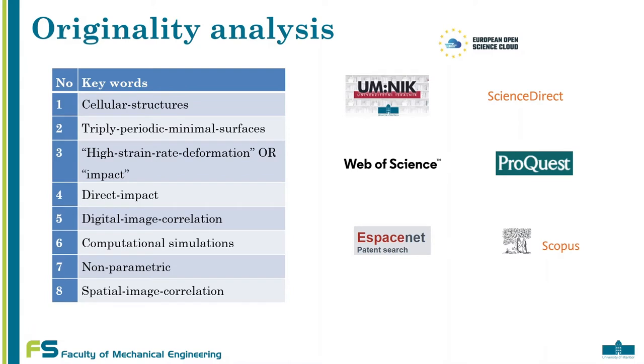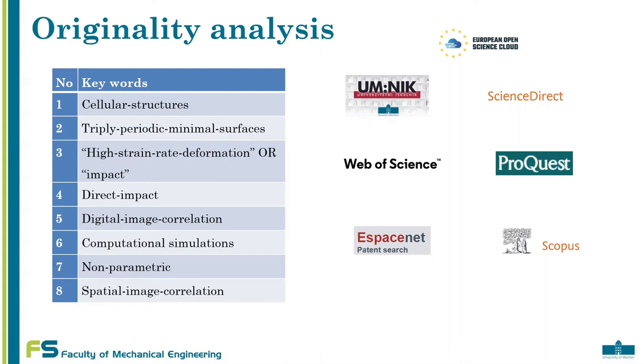In a PhD, what is expected, as I mentioned before, is originality. So I had to do an originality analysis in my area. Because we were working on cellular structures, one of the keywords I used for the originality analysis was cellular structures. I used these keywords and checked through different databases, and I tried to find similar work. Is there anything that has already happened around my field?